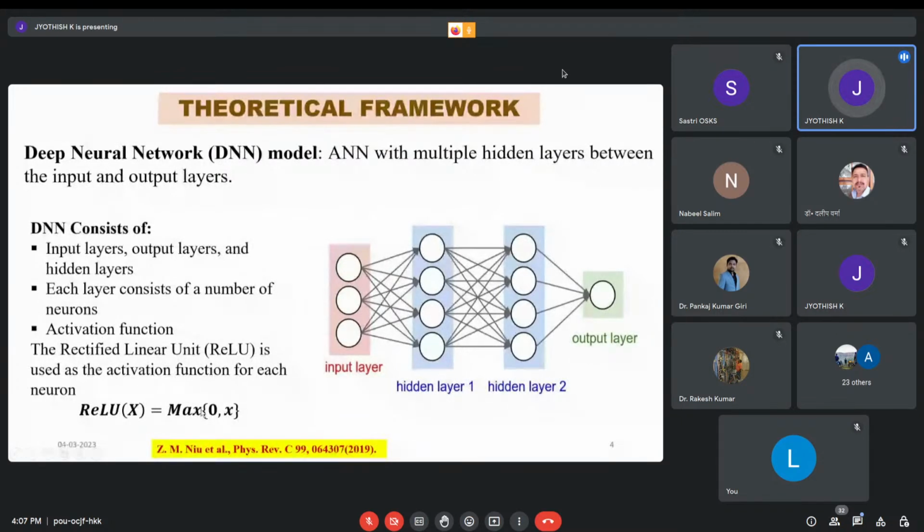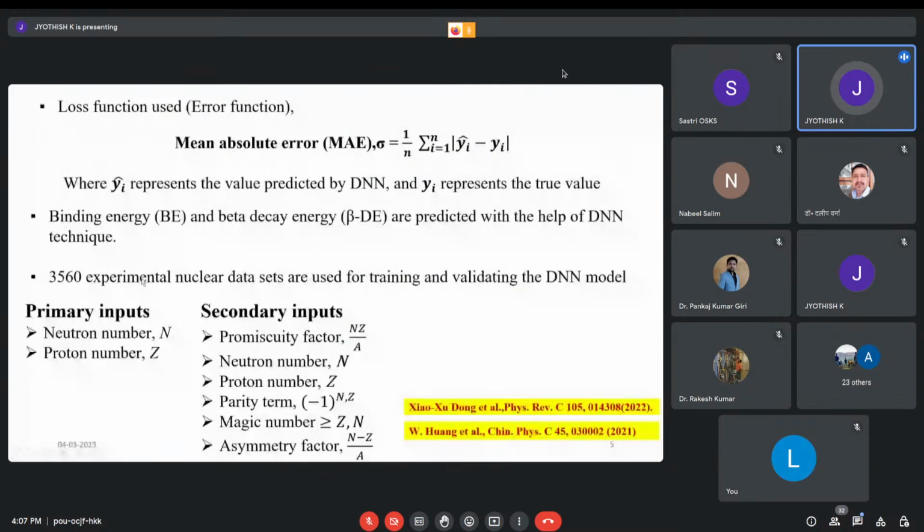For the error function, the loss function, we have used the mean absolute error. The equation is 1 by n, sum over i equal to 1 to n, of ŷi minus yi, where ŷi represents the value predicted by the DNN and yi represents the true value. By using this, we are finding binding energy and beta decay energy.